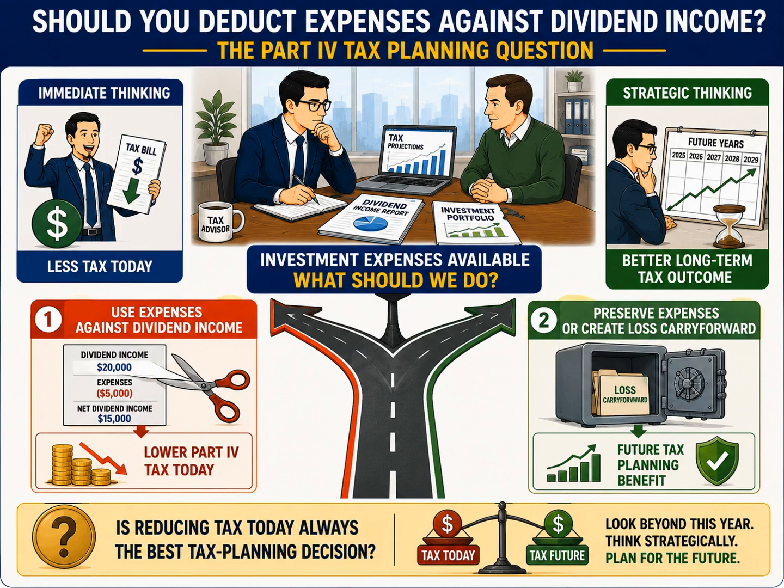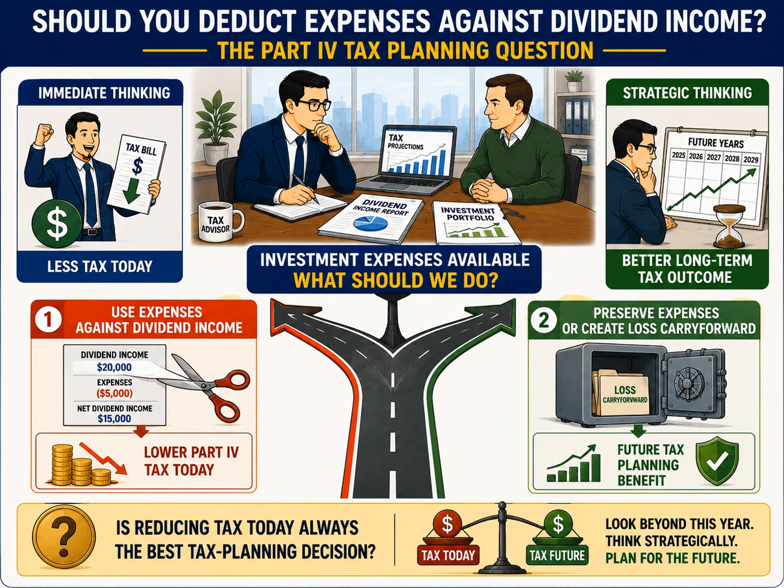This is why strategic thinking is so important in corporate tax planning. The goal is not simply to minimize tax for one year. The goal is to minimize the corporation's overall tax burden across many years. Notice the fork in the road shown in the center of the slide. One path focuses on reducing tax today. The other focuses on preserving future opportunities. Neither path is automatically correct.